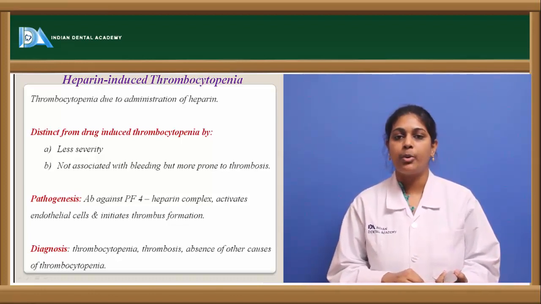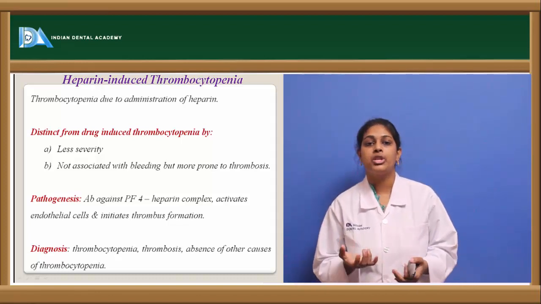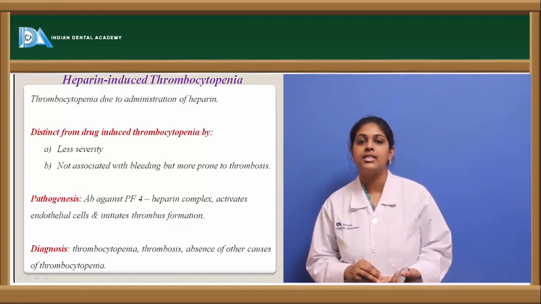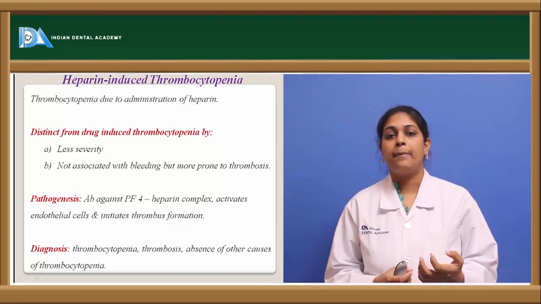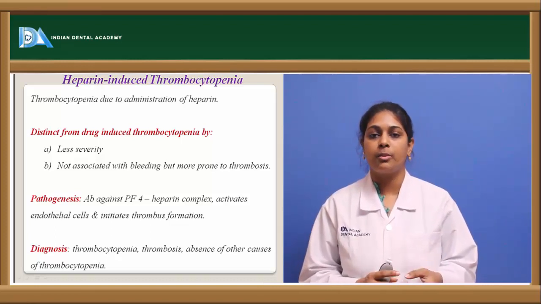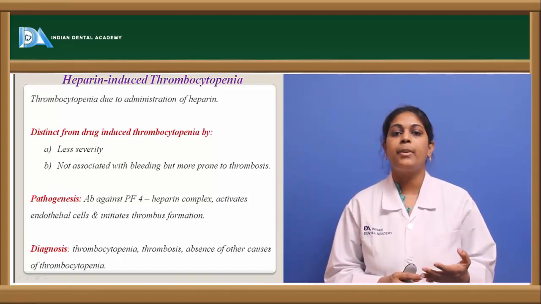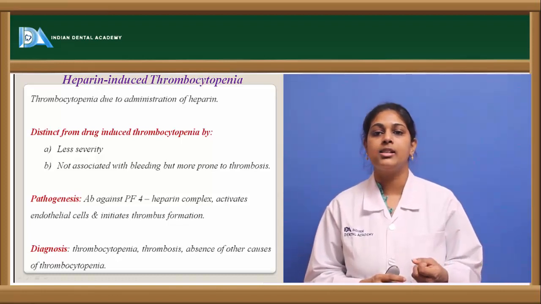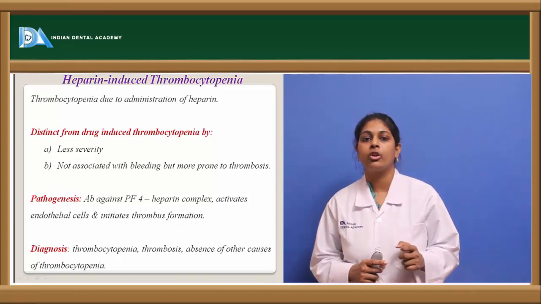These antibodies usually act against platelet factor 4, which is present in the granules of the platelets and helps in platelet aggregation. So heparin forms antibodies against platelet factor 4, resulting in the formation of a heparin complex. This heparin complex can activate the endothelial cells and also initiate thrombus formation. So heparin helps in clot formation.